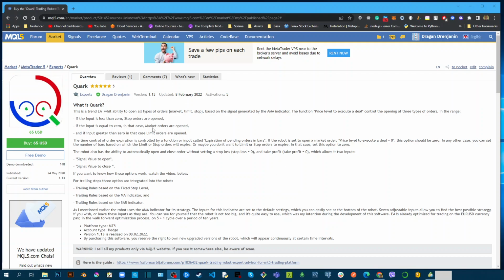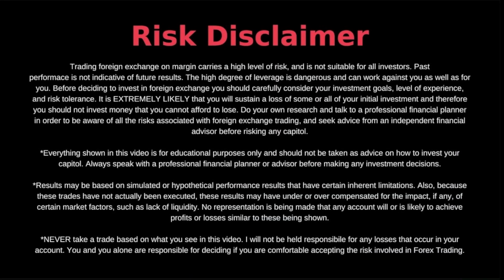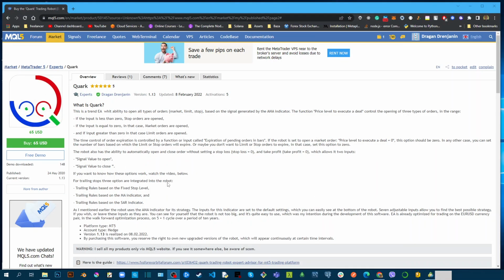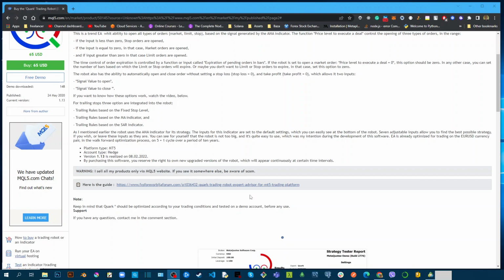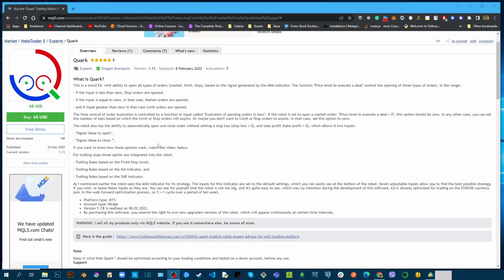So today I will speak about this expert advisor. I will give you some information on how to use Quark, what Quark is, how to find Quark, where to find sets for trading and so on. Basically, if you visit this page on the MQL5, you will find some basic information here, or if you want to know more, click on this link below and you will be redirected to my website and to the topic regarding this expert.